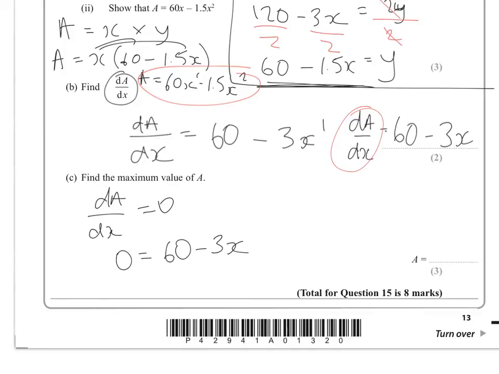Add 3x to both sides. Divide by 3. So therefore, the maximum value of A is when x is 20. We also know a formula linking x and y is that y equals 60 minus 1.5x.